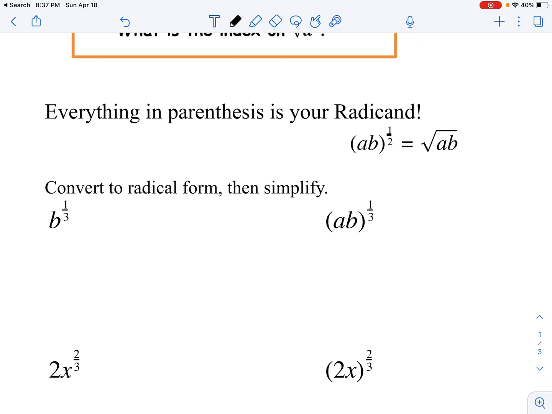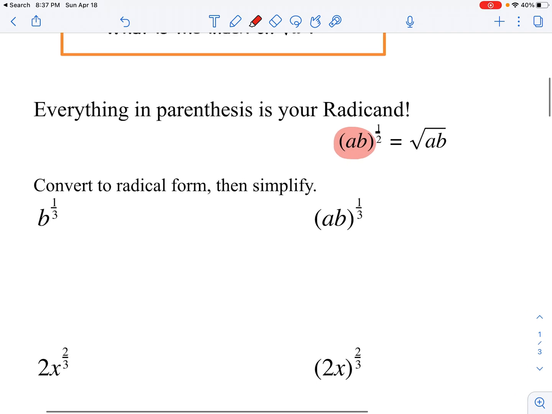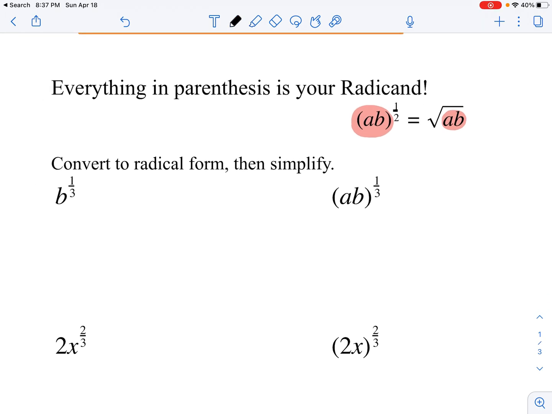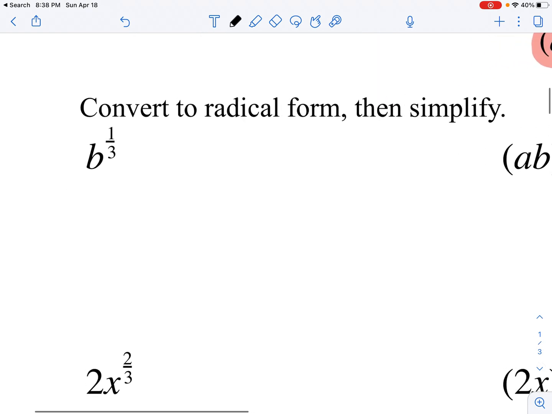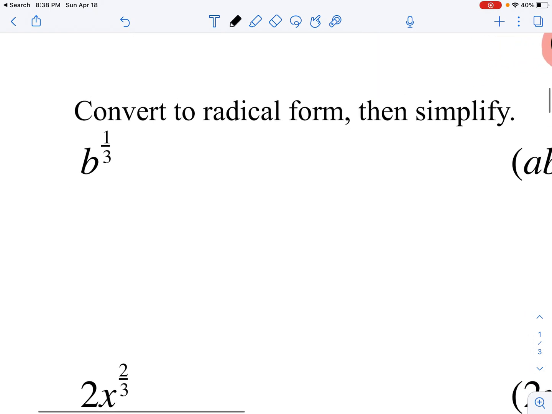One more thing, everything in parentheses is considered to be the radicand. So in this case, since 1/2 is touching our parentheses, everything inside the parentheses would be going under as the radicand. Okay, so these are going to go pretty quickly. We're just converting here. It says convert to radical form, then simplify. I will just go through these pretty quick.